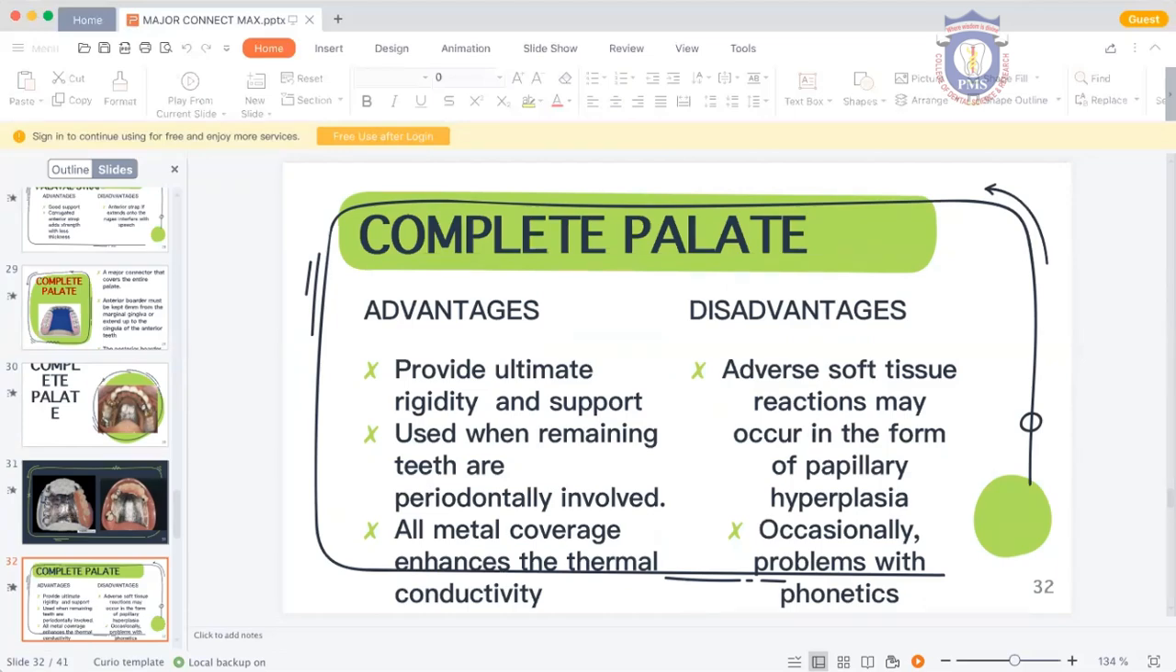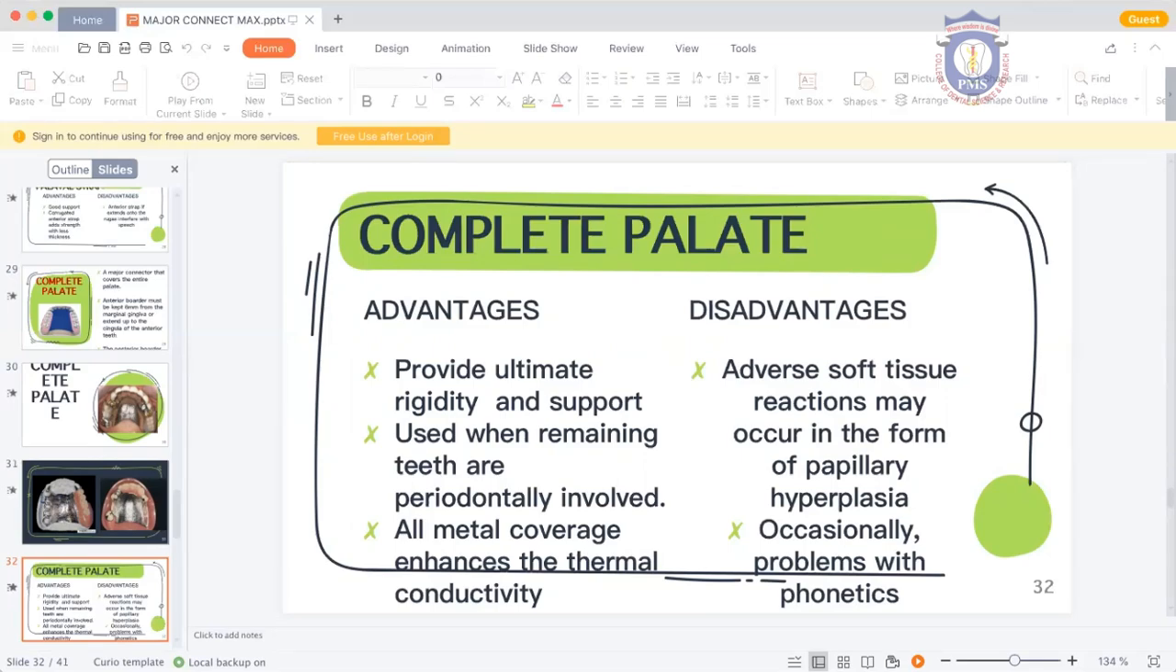As it has more length and more material, it provides much rigidity as well as support for the prosthesis. It is used when the remaining teeth are periodontally involved, so it automatically provides support for the periodontally weakened teeth. Then the all metal coverage enhances the thermal conductivity, so that the patient can appreciate the temperature variations of the food which they consume, compared to the acrylic type of partial denture.